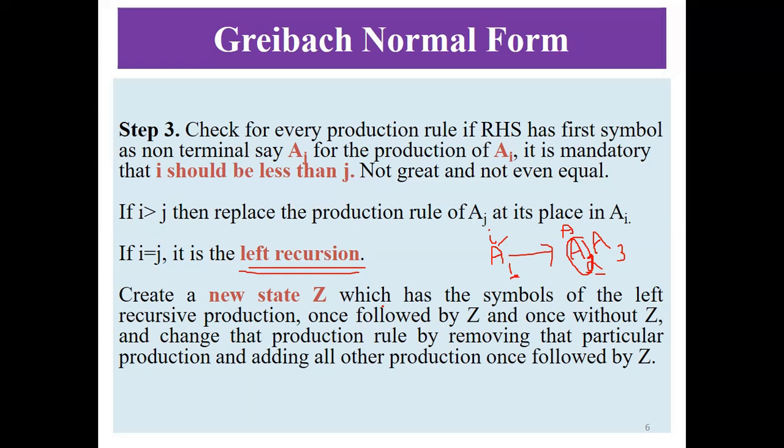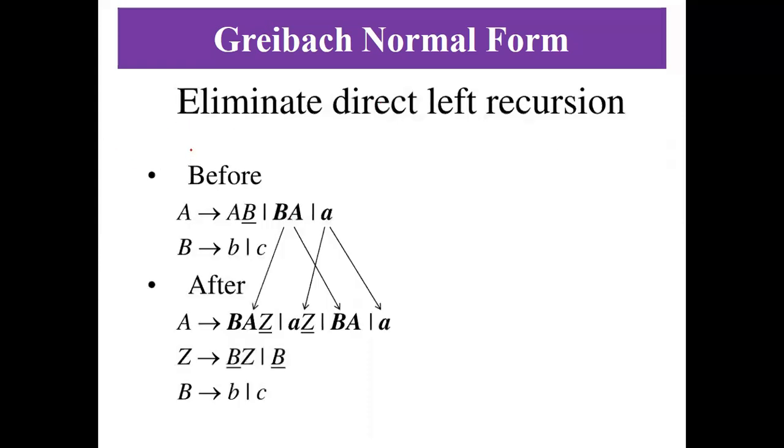So see here, eliminate direct left recursion. How to eliminate the left recursion? Consider we have A on the left side and A on the right side, so both are the same symbol. You have to introduce a new symbol Z to remove this left recursion. If the left and right side are both the same, we call it direct left recursion. So you have to remove that. How can you remove that? You have to introduce a variable Z.